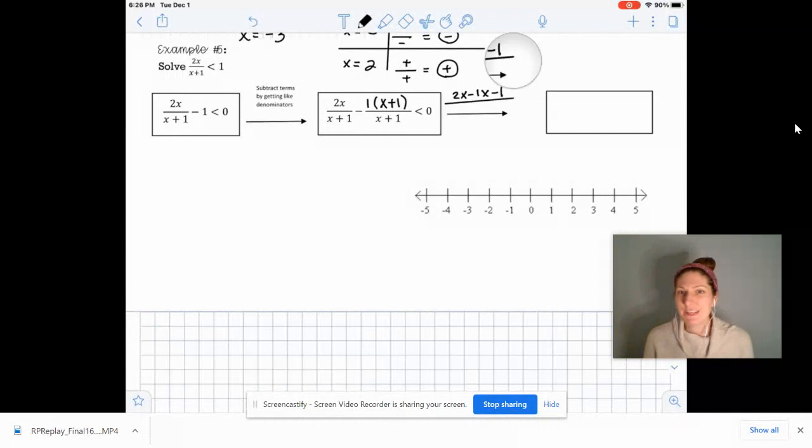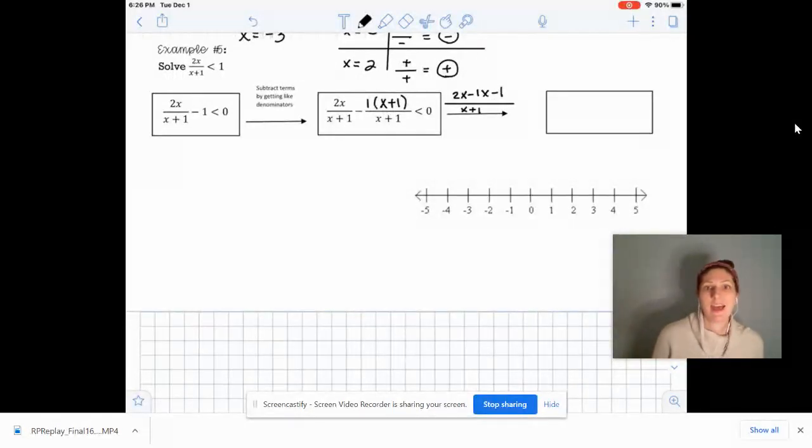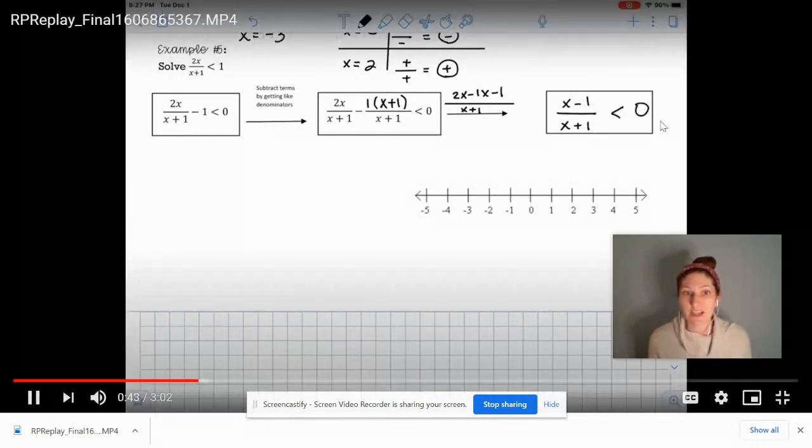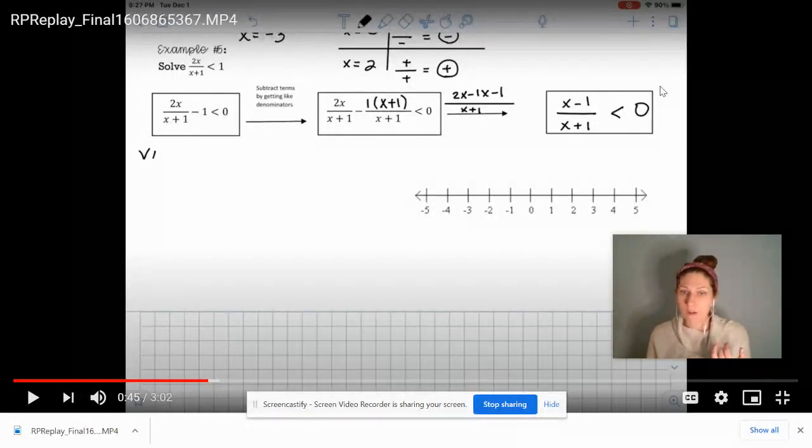And I definitely can combine some like terms, so I want to do that. And then I'll just have this cute inequality that reads x minus 1 over x plus 1 less than 0. So now it's just like a problem like we saw above. So I need to get those critical values. I need to find the vertical asymptote, those x-intercepts or zeros if you want to call them that.